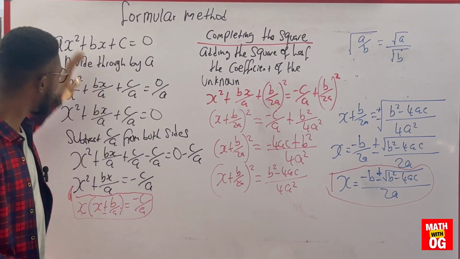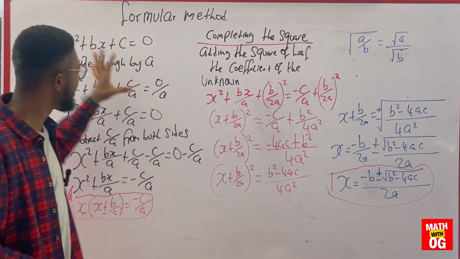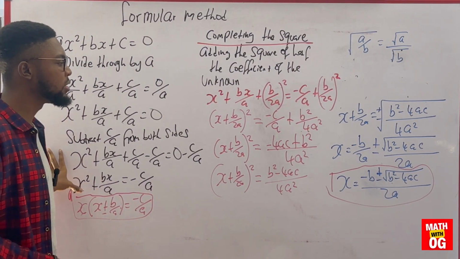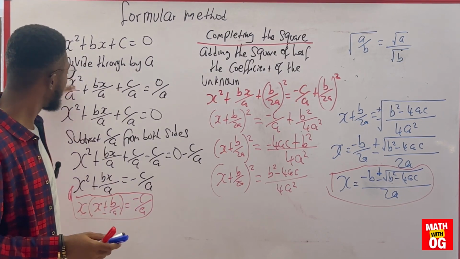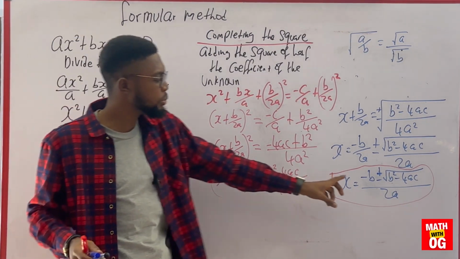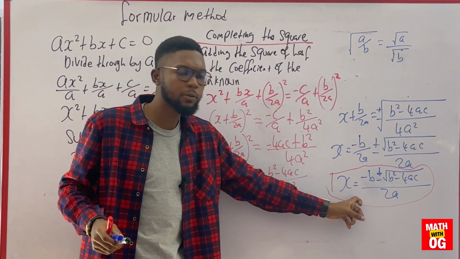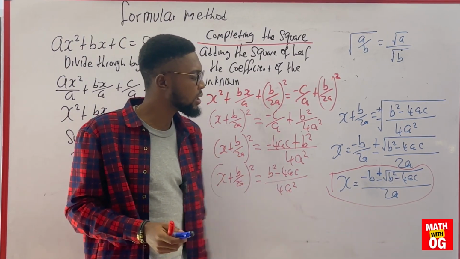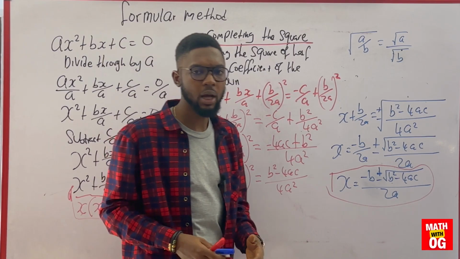Now you can see that all these steps we took to get this formula, if you use these steps in solving a question, we call it solving using the completing the square method. However, if you don't go through all these steps and just input your values into this formula, we call it solving using the formula method, or what we refer to as the almighty formula method. So that's that for the formula method.